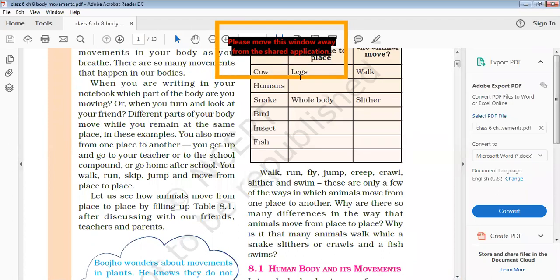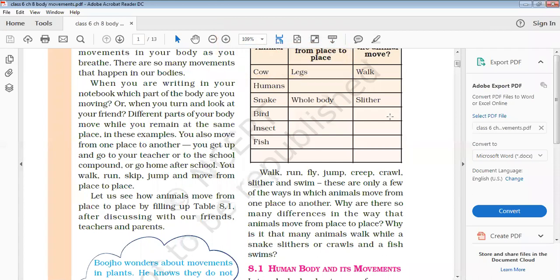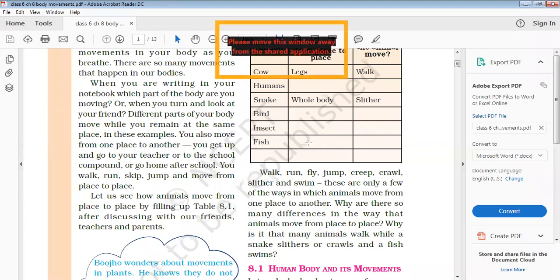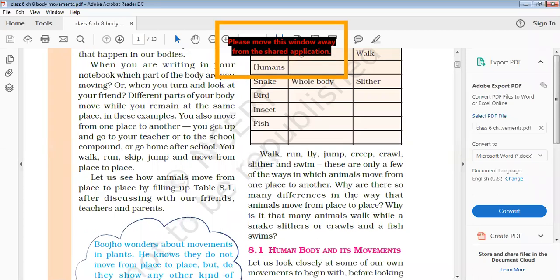Here is Table 8.1 in which you have to tell how the cow uses its legs and how it moves: it walks. Humans also use their legs and they walk. A snake uses its whole body, that is, it slithers. A bird flies and uses its wings. Insects use their forelimbs, or you can say that they can creep, crawl, and fly. A fish uses its fins to swim from one place to another.